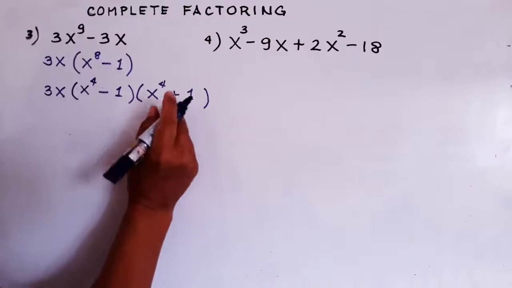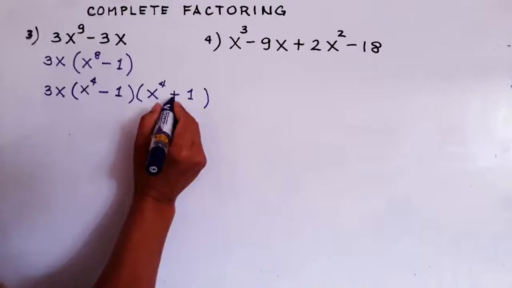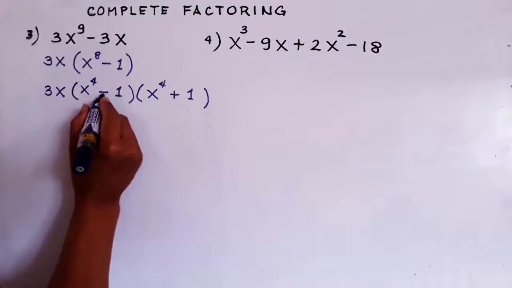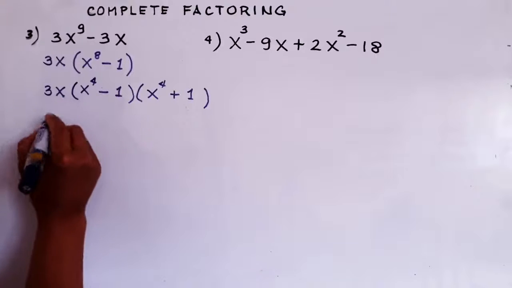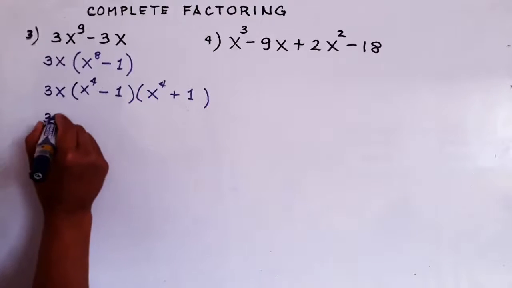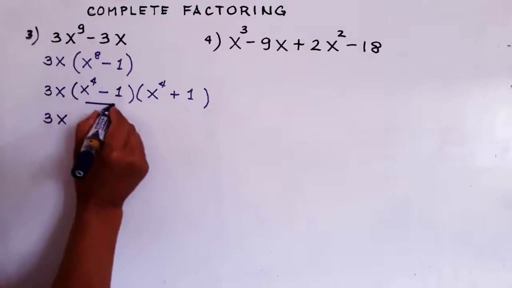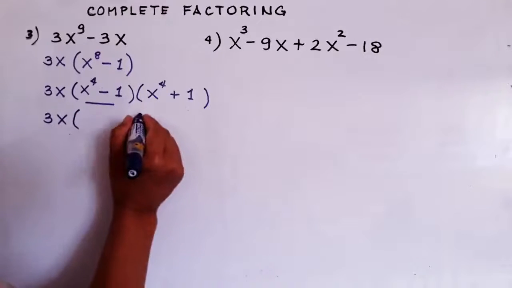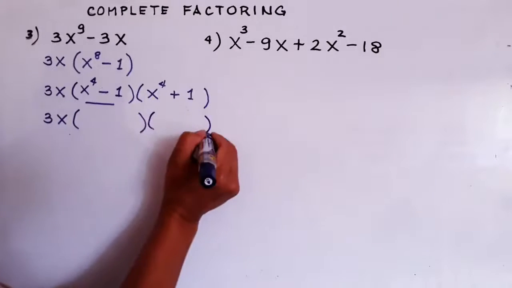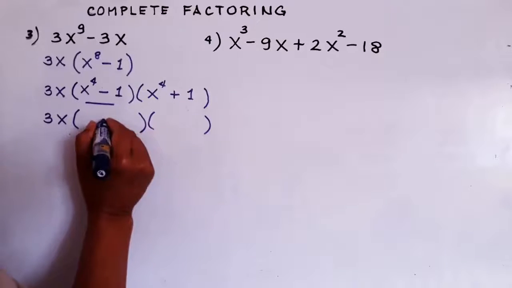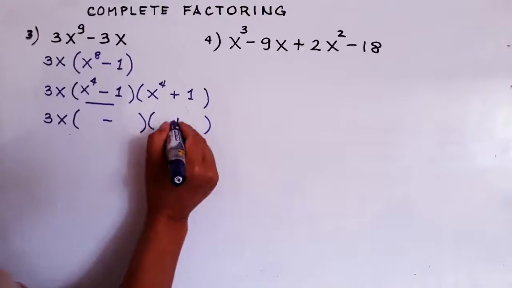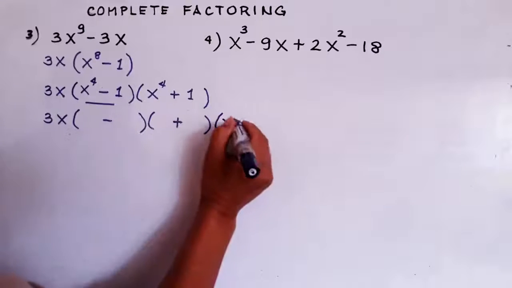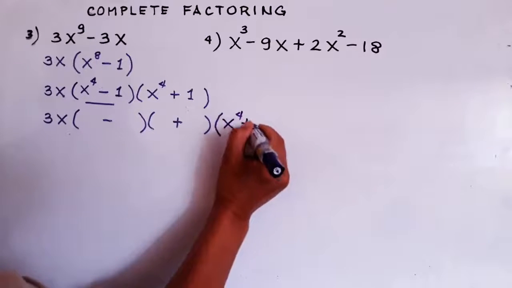We don't have the factor of the sum of two perfect squares. It's only the difference of perfect squares. So copy again the 3x. Don't forget the 3x. And then we factor this one. This one, we'll just copy this one later. So we have here again, let's say minus first, and then plus, this one is for this. And then we copy this one, x to the 4th plus 1.